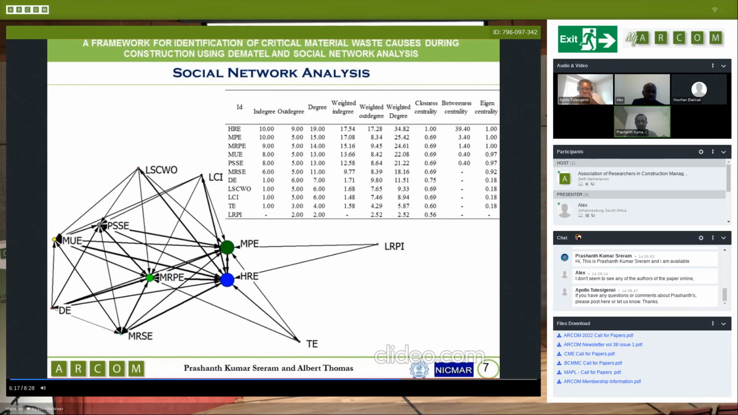The network graph here represents those 55 critical relations, and the table here presents the key network characteristics of this 55 critical relations network. It can be inferred from the table that human related, material planning, material procurement are more central to the whole network, requiring utmost importance to be given at site level to reduce material waste.